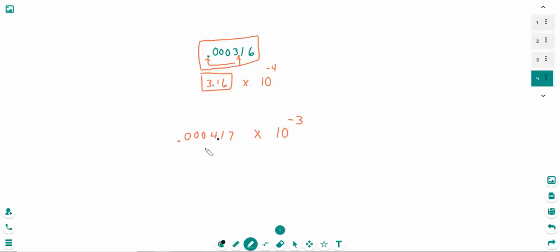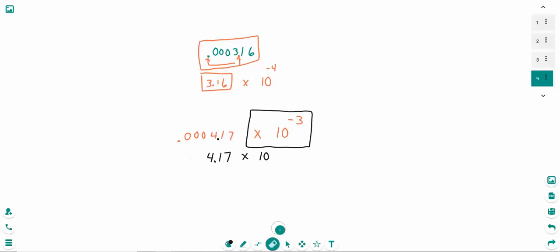So we need to rewrite this with the decimal point in the proper location. So this is going to be 4.17. Now we're still going to multiply that by 10 to some power. Completely ignoring this section right here, we're not going to pay attention to it right now. We're just going to write this number in scientific notation. So if I have 4.17, and let me give myself a little more room here, 4.17 times 10 raised to what power?